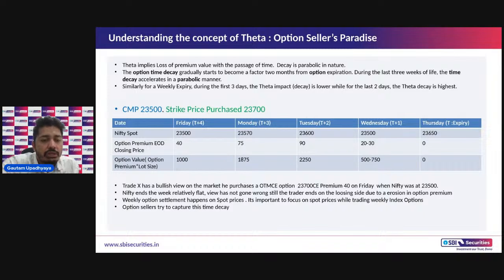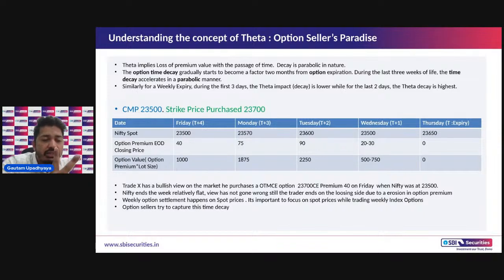So your option price will move from 40 to 75, because 70 point movement होता है, तो आपका ऑप्शन प्राइस लगभग 35 पॉइंट से ऊपर जा सकता है. On Tuesday, that is the next trading day, the index moves 30 points higher. मतलब 23,570 से 23,600 पे निफ्टी बंद देता है. So that time your option price moves from 75 to 90.